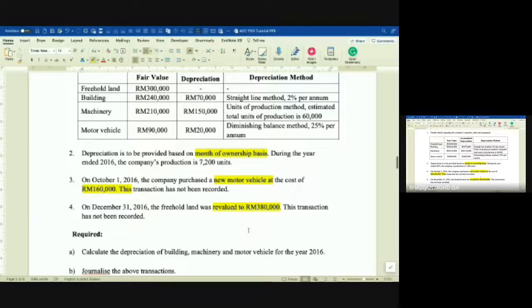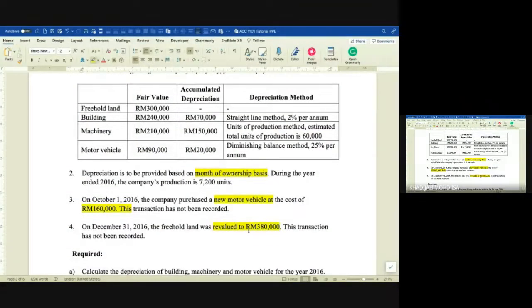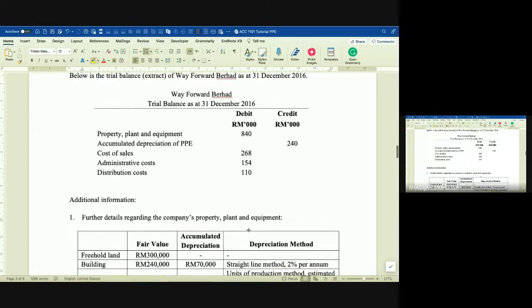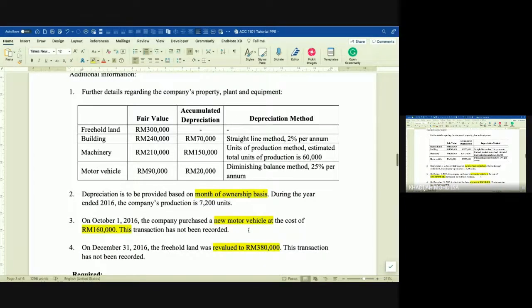All right, so let's do the first one. Remember that whenever you have accumulated depreciation, it means that you have already purchased the asset in the previous years. It means that the building, the machine, motor vehicle are already in the business. It's not new, so you just continue providing the depreciation. Building is 240,000. There's no residual value provided, so that will be the cost. 240 times 2%, isn't it?